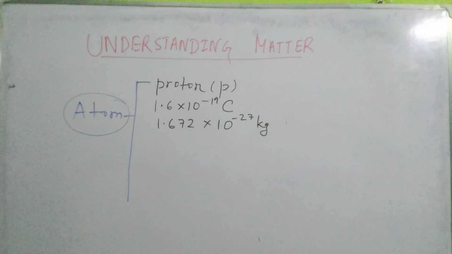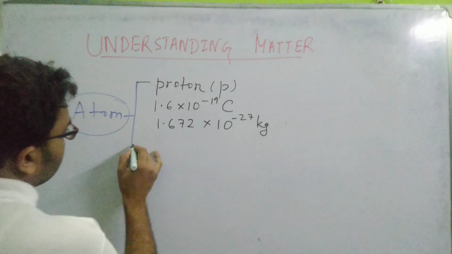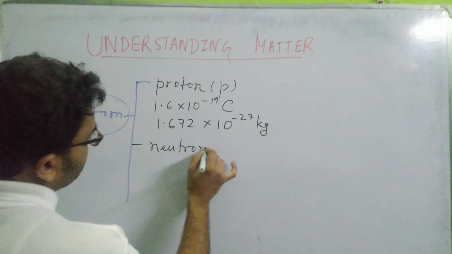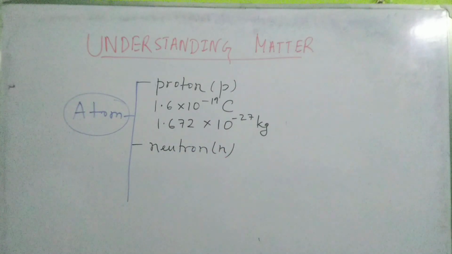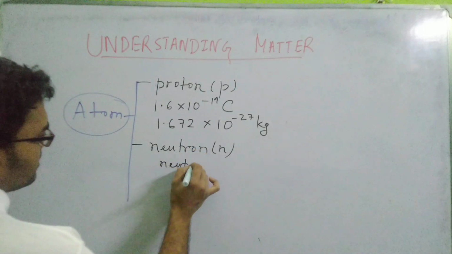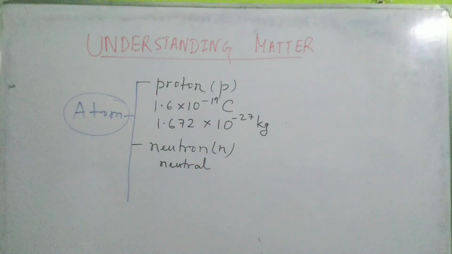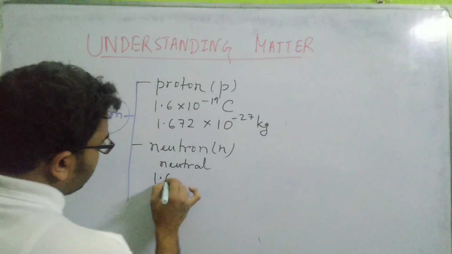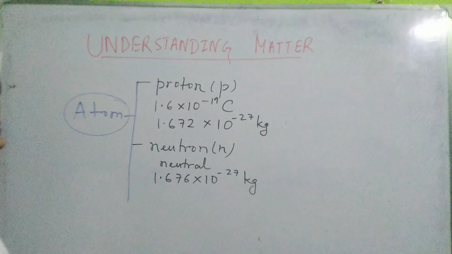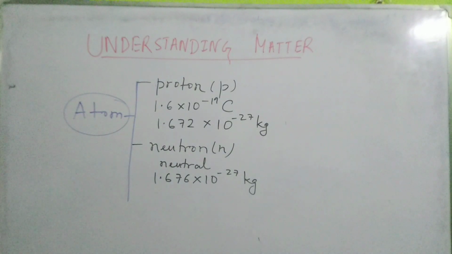Then the second particle that has been subsequently discovered is the electron. But first, just before the electron, let us discuss the neutron. The neutron has no charge, it is neutral in nature. So the neutron is neutral. And if you consider its mass, it is about 1.676 × 10^-27 kg. So it is almost the mass of a proton, with a slight difference.